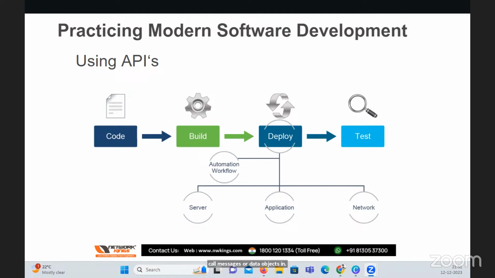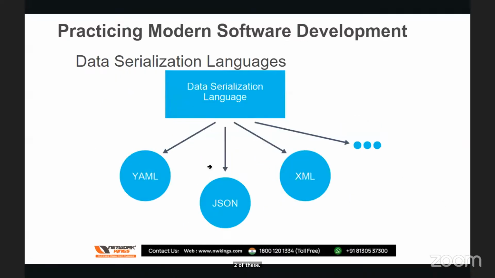So when it comes to APIs, there are different types of data formats that we keep on using. These data formats are also known as data serialization languages. Some of you might be familiar with at least one or two of them. These are YAML, JSON, and XML. I think JSON and XML might be familiar. YAML, I'm not sure. Some of you might know it.